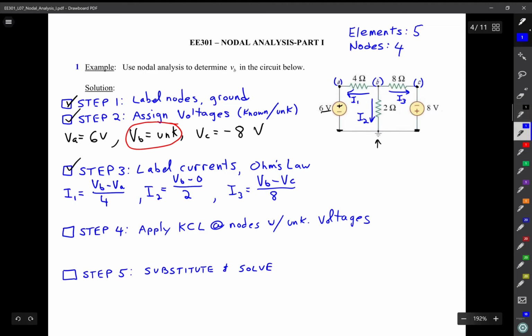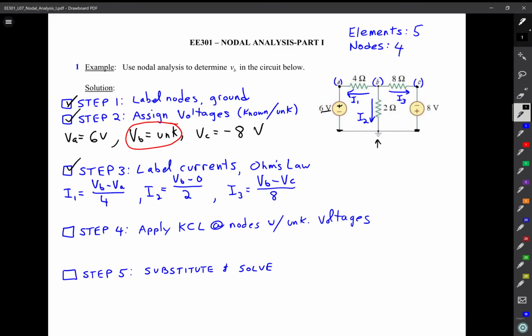Step 4 is to apply Kirchhoff's current law at the nodes with the unknown voltages. Okay, well, which ones are they? Well, it's just at node B. So I'm going to apply KCL at node B.